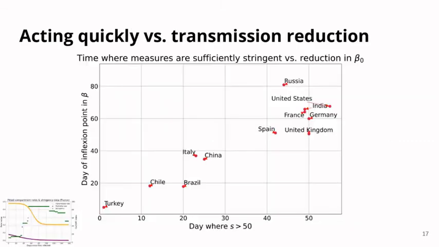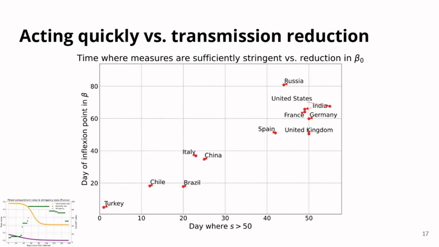But let's study the relationship between the stringency and the transmission rate in our case. Before, we saw that the transmission rate was reduced once we got to a certain stringency and we maintained that stringency for a period of days. Here, on the x-axis, we plot the day where the stringency index was superior to 50, and on the y-axis, the day where the transmission rate was reduced.